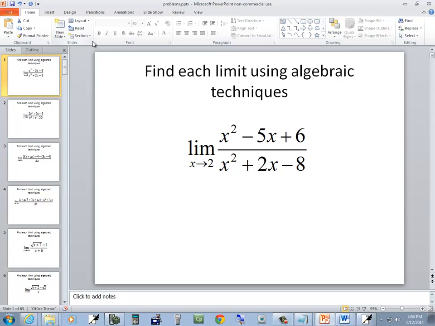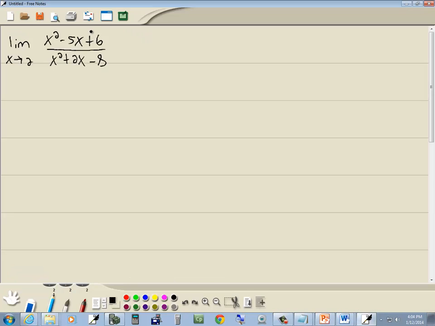And it says find each limit using algebraic techniques, but if we went ahead and tried 2, if I put 2 in, especially in the denominator, 2 squared is 4, plus 2 times 2, that's 4. 4 plus 4 is 8, minus 8 gives you 0. You can't have a 0 in the denominator. Well, this one, again, we'll try to use a factor cancel.